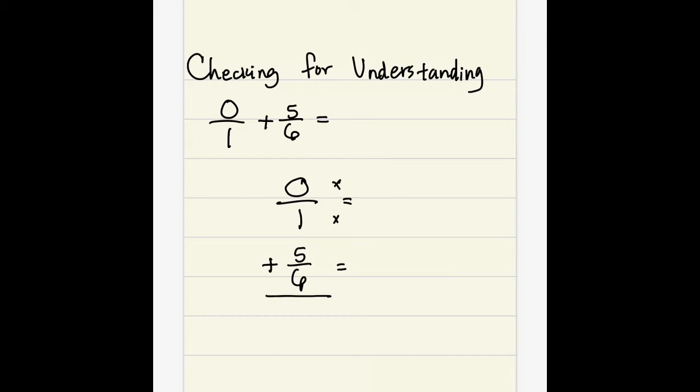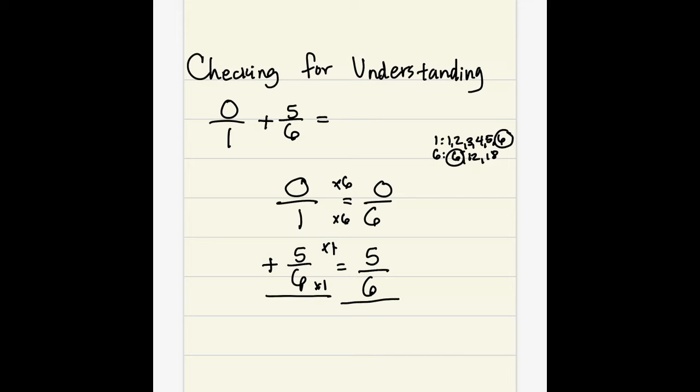I'm going to find the multiples of 1. That's 1, 2, 3, 4, 5, 6. And then I'm going to list the multiples of 6: 6, 12, 18. Well, what's the least common multiple between these two numbers? It is 6. So with that being said, the least common denominator of these two numbers is 6. Well, 1 times 6 is 6, and 0 times 6 is 0. 6 times 1 is 6, and 5 times 1 is 5.